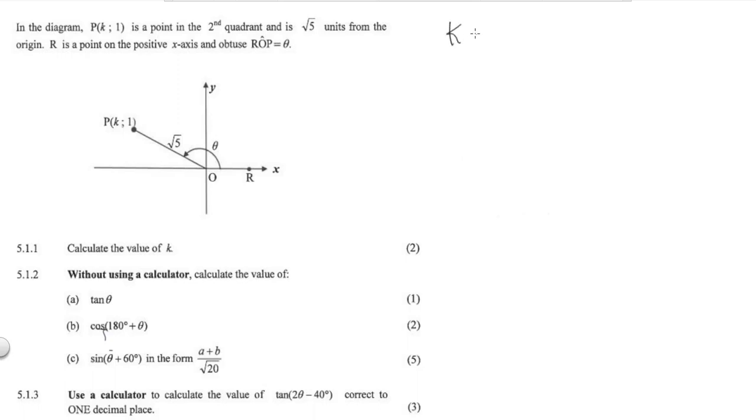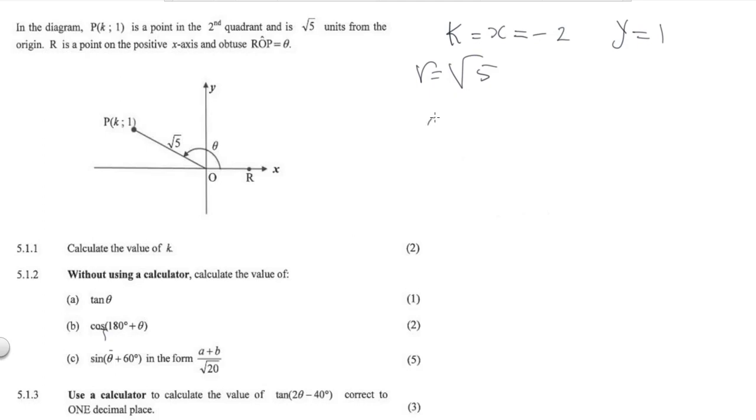We have x equal to minus 2, y equal to 1, and r equal to square root of 5. So you can keep this, it is very important.